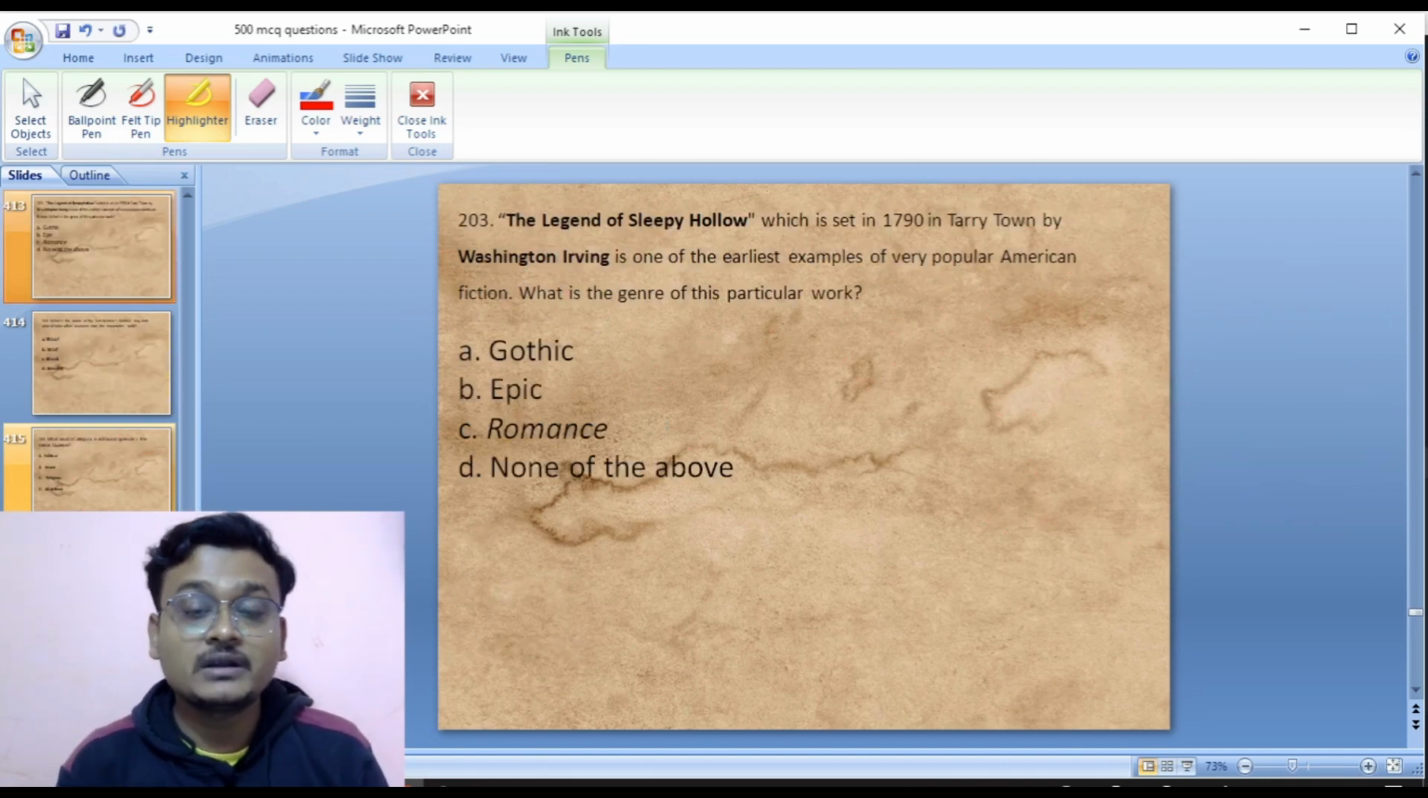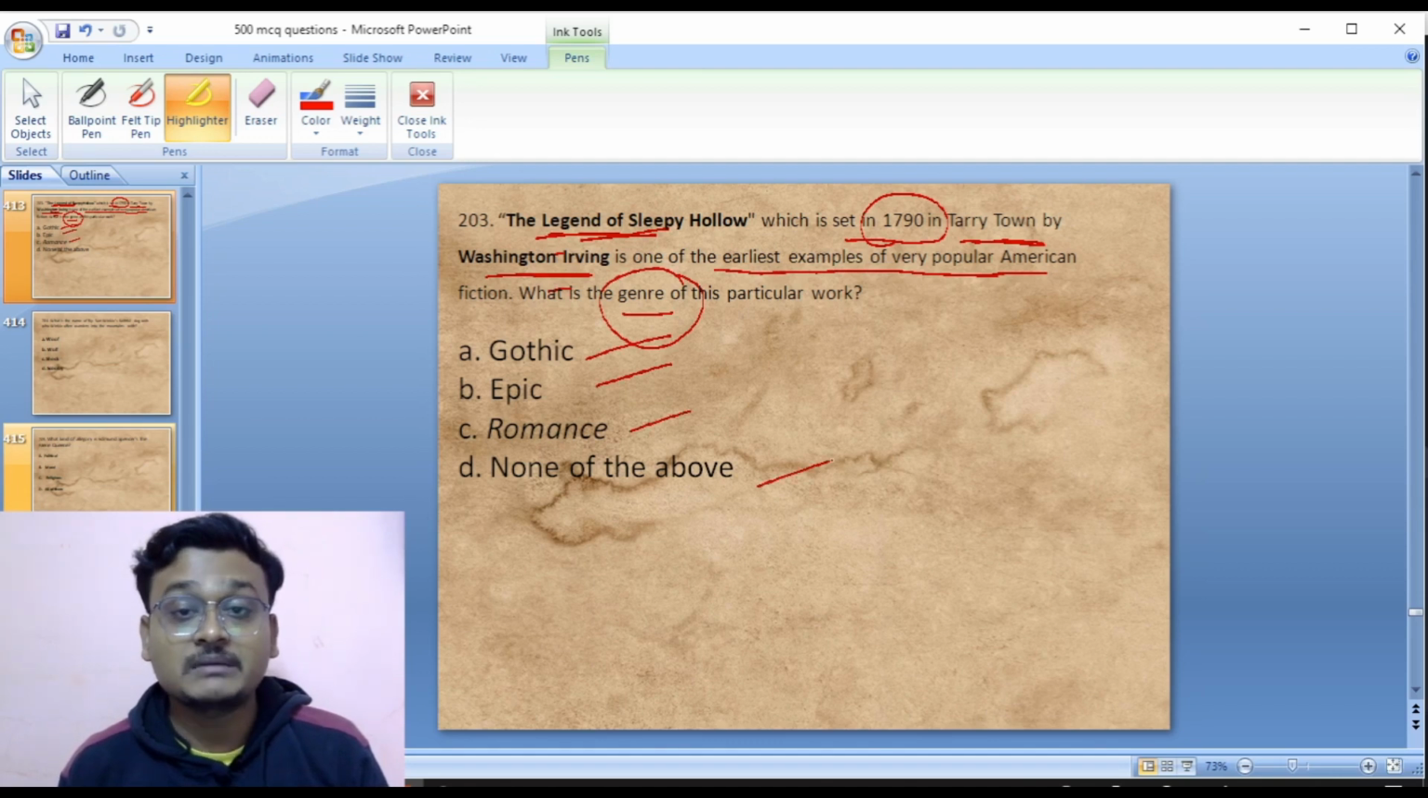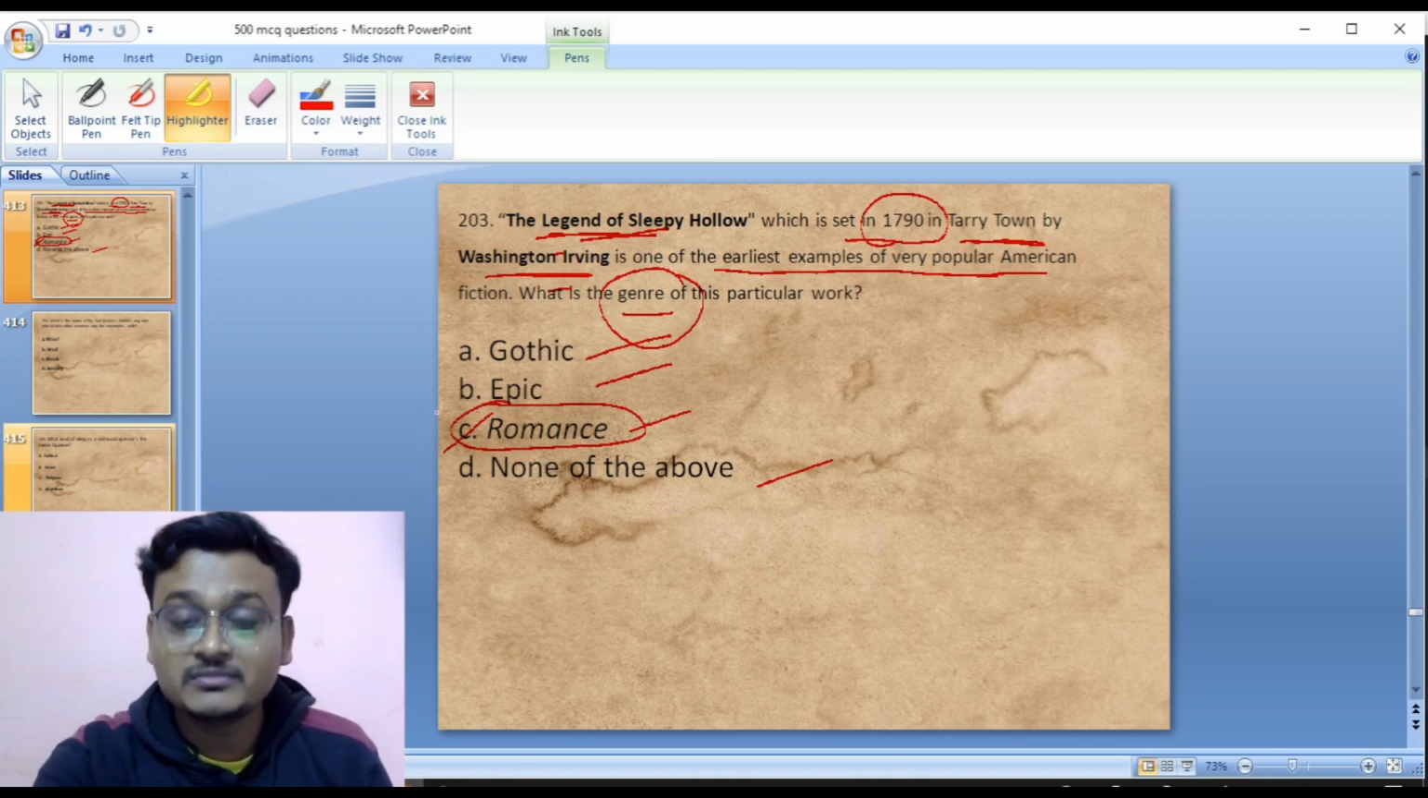Question number 203. The Legend of Sleepy Hollow, which is set in 1790 in Tarrytown by Washington Irving, American novelist, is one of the earliest examples of very popular American fiction. What is the genre of that particular work? Gothic, epic, romance, none of the above. So The Legend of Sleepy Hollow is a kind of romance. So the genre was romance.